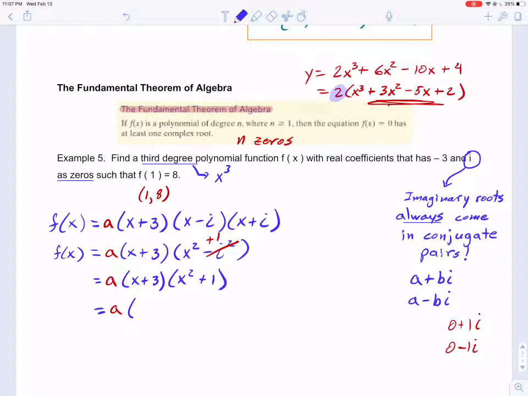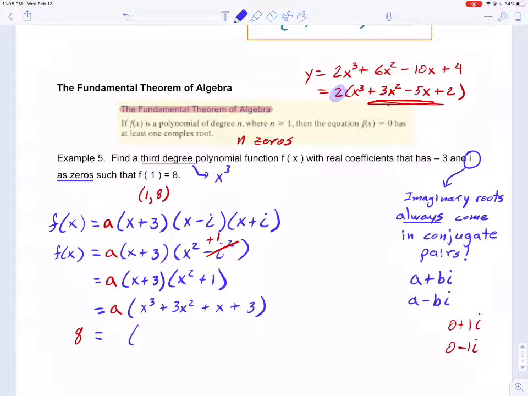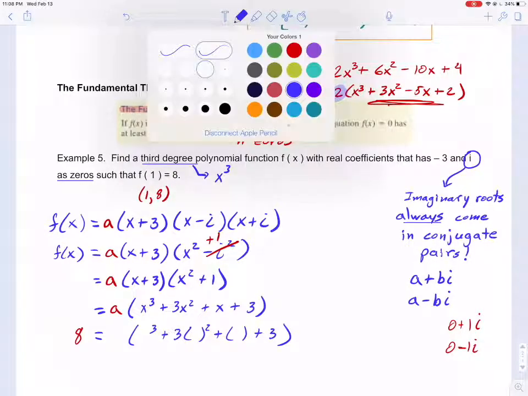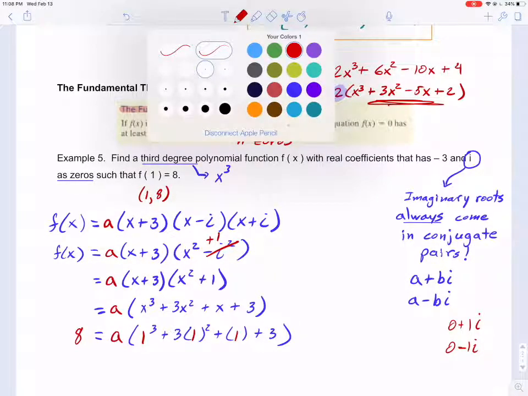If we multiply these two factors, we're going to get x cubed plus 3x squared plus x plus 3. And it's written in descending order. I kind of went out of order in our FOIL, but still. So f of x is equal to that. All right, well, great. I also know that when x is 1, f of x is 8. So if I put 8 in place of f of x, and put a 1 here, a 1 here, and a 1 here, I'm going to be able to find a.